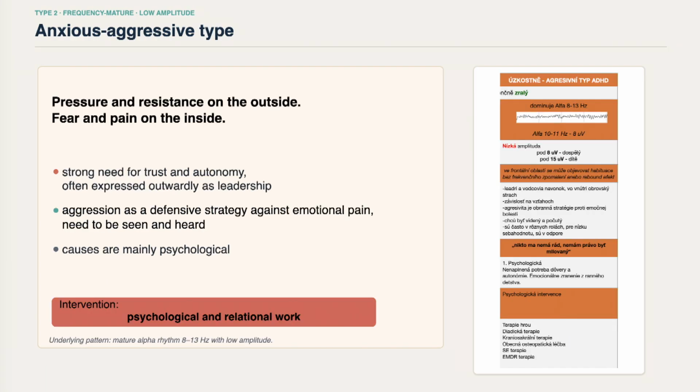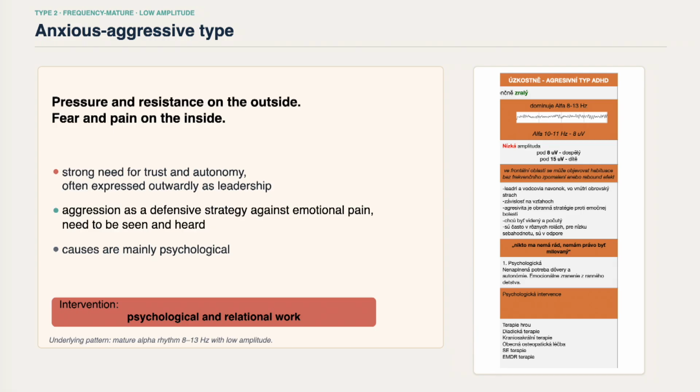Type 2, Anxious-Aggressive ADHD. The second type is the anxious-aggressive type. Like the previous inattentive type, this is also frequency mature, which means the brain rhythm is normal for age. Again, the main issue is not the frequency, but the amplitude. In this case, the dominant rhythm shows low amplitude. In the frontal area, we may also see habituation without slowing of frequency, or sometimes a rebound effect.